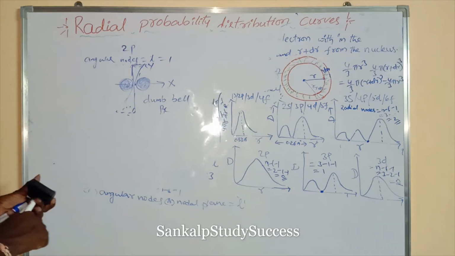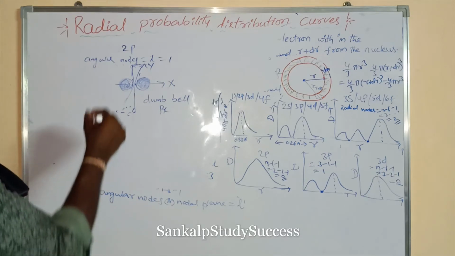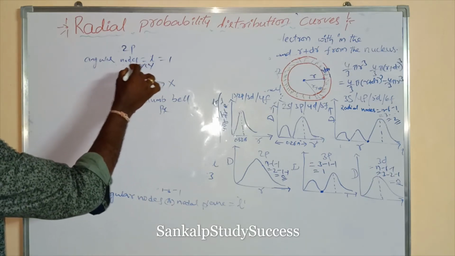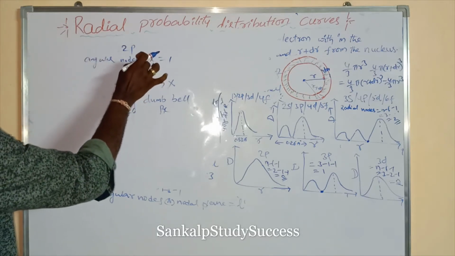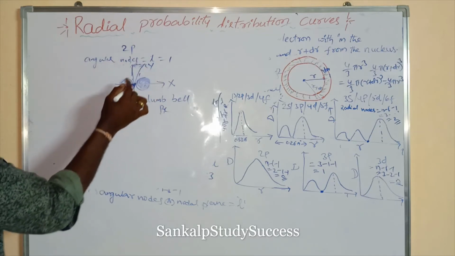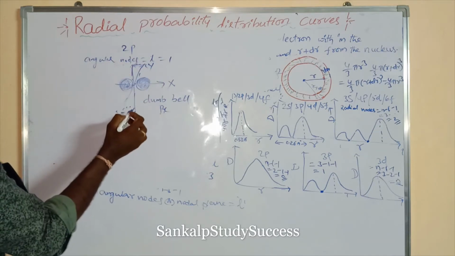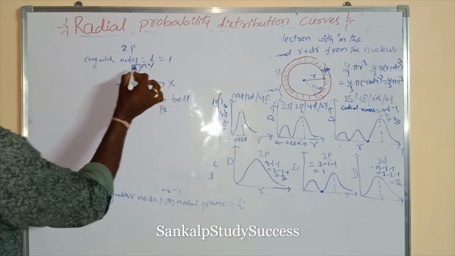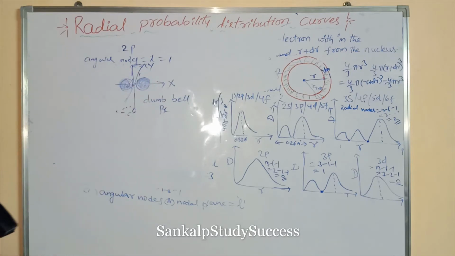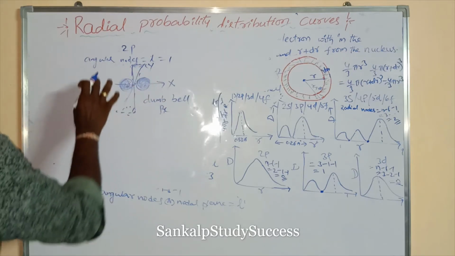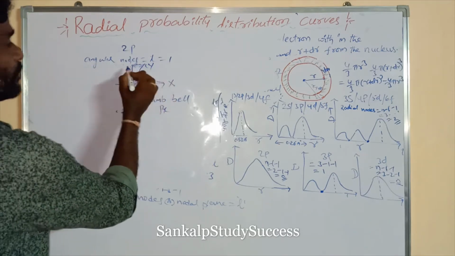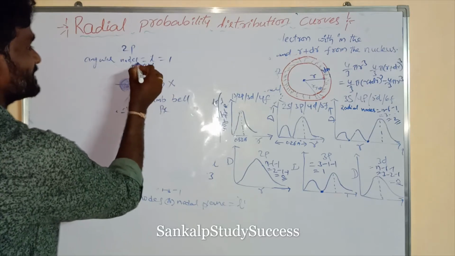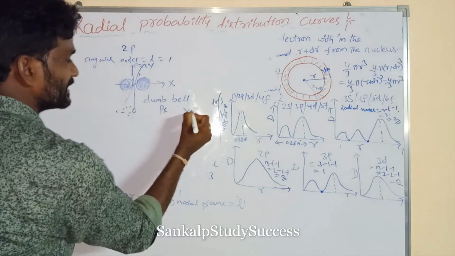So what is the angular node or nodal plane? It is an imaginary plane which is passing through the nucleus, where the probability of finding electron is 0. So that is the nodal plane or angular node. Now here the px orbital has one nodal plane. What is that plane? YZ plane.